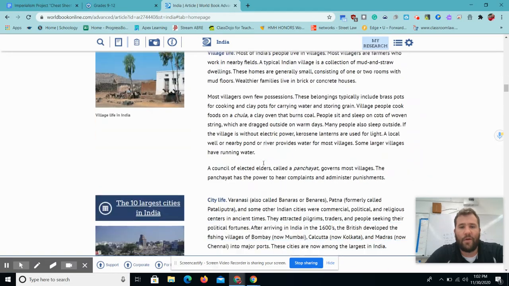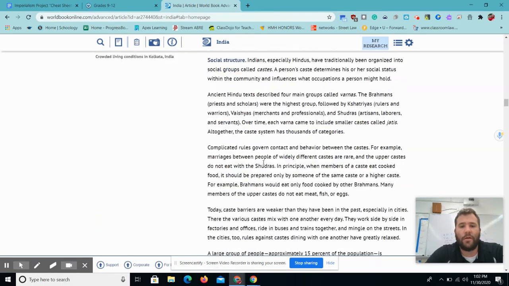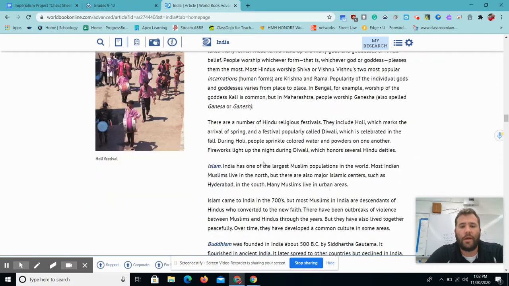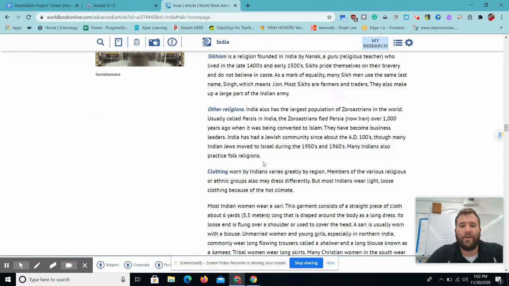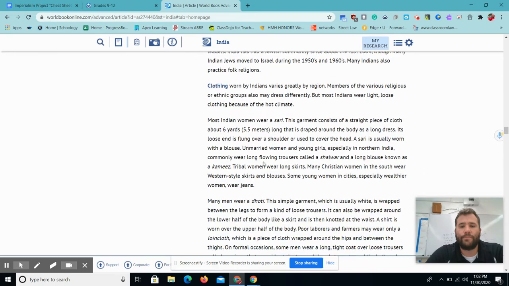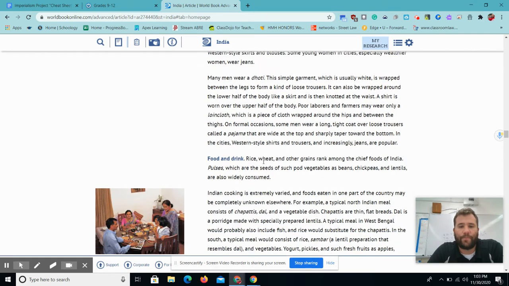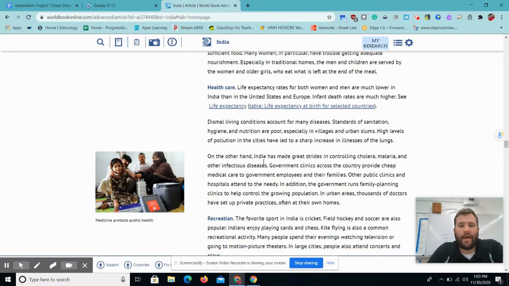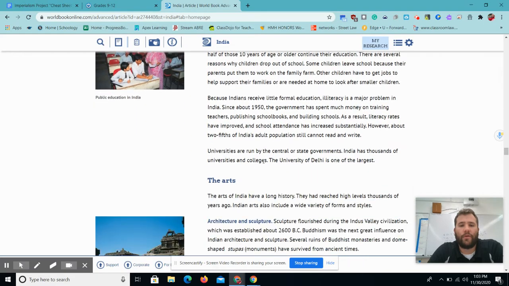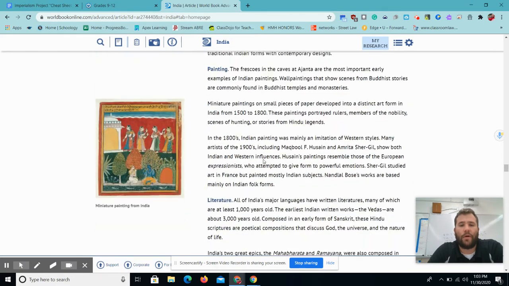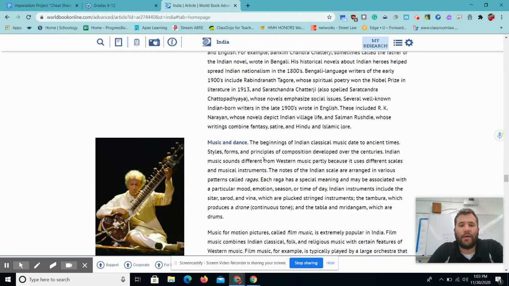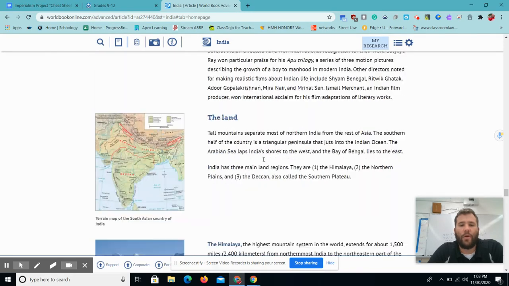Ways of life, you can look at religion. I'm going to scroll down. Hinduism and Islam are the major religions. For some of these places, it might say Christianity is a major religion there. Well, in some of these cases, a lot of missionaries converted people to Christianity, so that would be a major legacy of imperialism. All right, I'm going to scroll down to the arts: literature, painting, music, and dance. Those are all great things to know about.